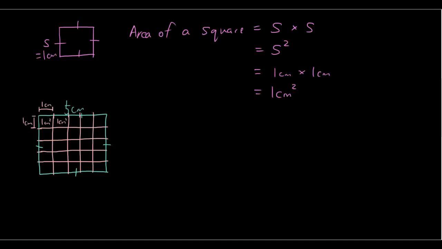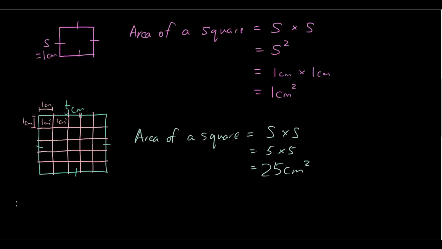Now using the formula of area of a square, we can see that it's side times side, which is 5 times 5, which is 25 centimeters squared. So that saves us a lot of time compared to counting how many squares there are.